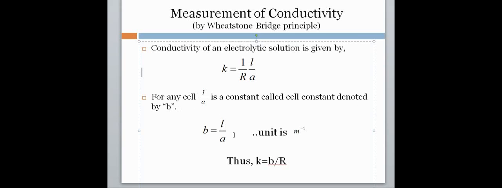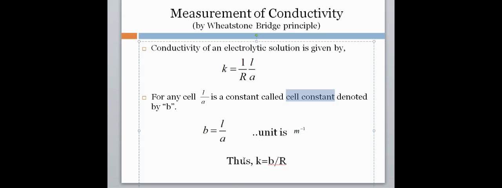So henceforth L upon A, which is length upon area of cross section, will be denoted by the letter B, called cell constant. What is its unit? Per meter. From where do I get that per meter? Length is in meters, area is in meter square. So meter upon meter square, one m gets cancelled. What remains is one single m in the denominator. So when it goes up, it becomes m raised to minus 1.